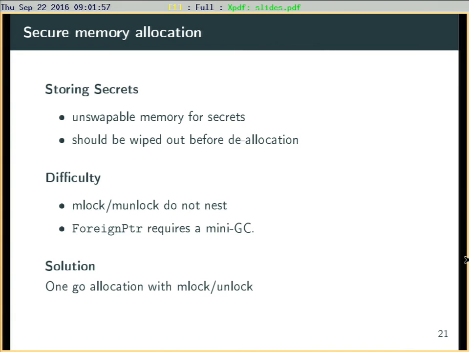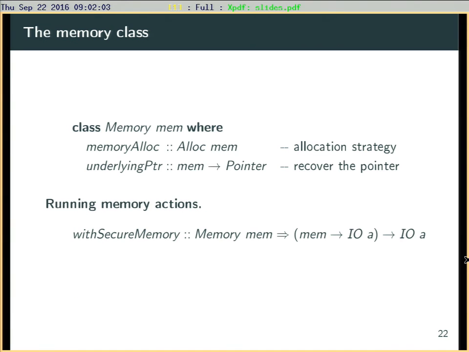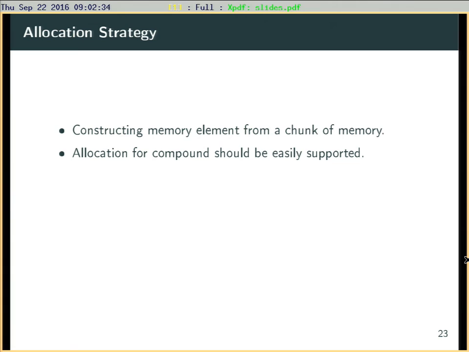So our solution is to go for a one-go allocation. How do we do this? We have an abstract class which denotes memory elements. Essentially a memory element is a pointer, but it is wrapped inside a type so that things are controlled. And you have an allocation strategy for it, which in particular tells you how much memory you need to allocate for a memory element. It is not difficult to see that you can write a function which takes a memory action, creates such a memory and passes it to the action. The interesting part is this allocation strategy. How do you do this allocation?